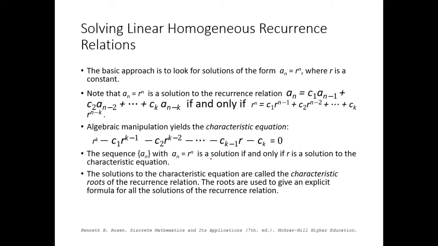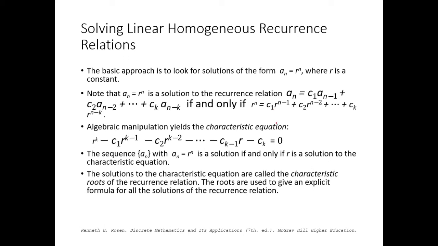Now, how to solve a linear homogeneous recurrence relation? The recurrence relation is a_n equal to c1 a_(n-1) plus c2 a_(n-2) up to ck a_(n-k). That is, a_n is expressed as a sum of the previous k terms in the sequence.